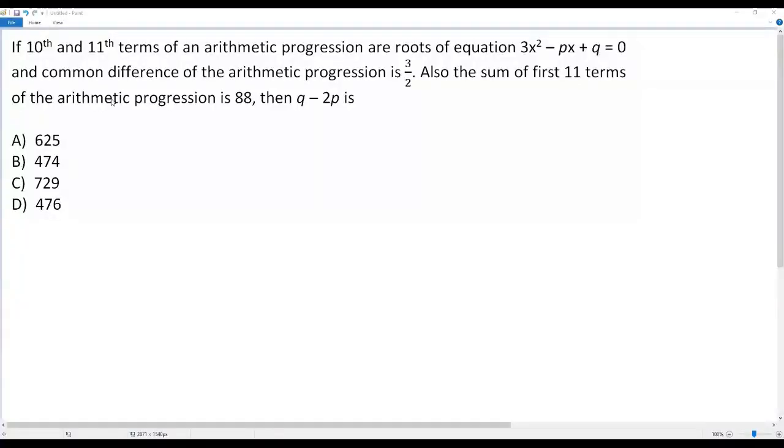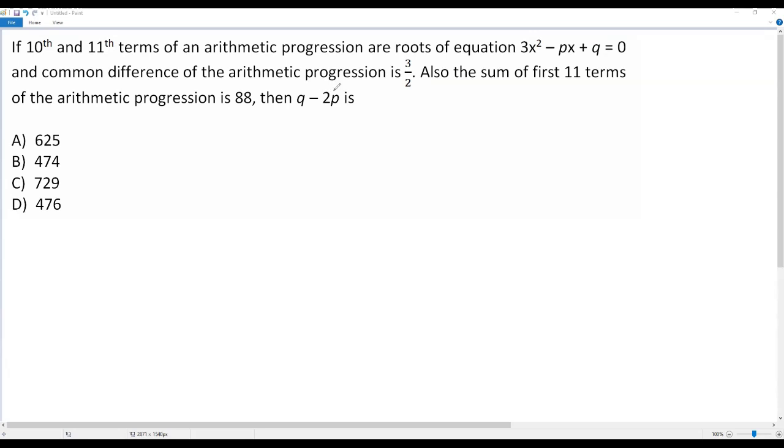Here we have a problem on arithmetic progression. Okay, let's go through the information. If the 10th and 11th terms of an arithmetic progression are roots of the equation 3x² + px + q = 0, and the common difference of the arithmetic progression is 3/2. Also, the sum of the first 11 terms of the arithmetic progression is 88. Then q − 2p is.